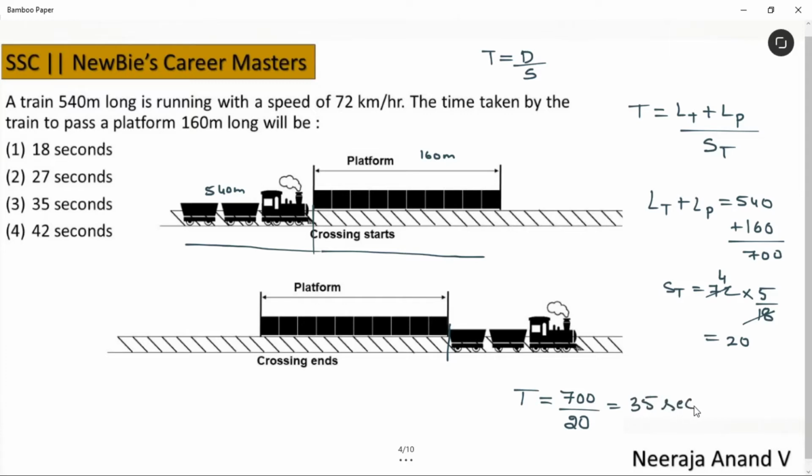Am I clear? Very simple. So the answer is this. I hope you are getting the pattern. This is the second one. There are many other patterns. Question by question, I'll make you clear with that.